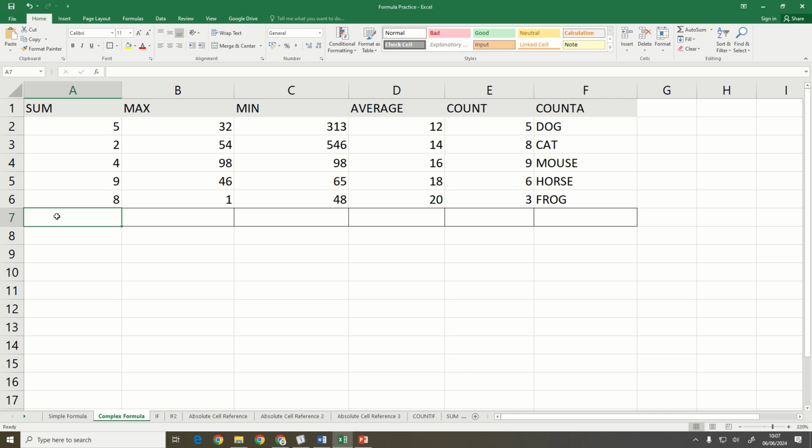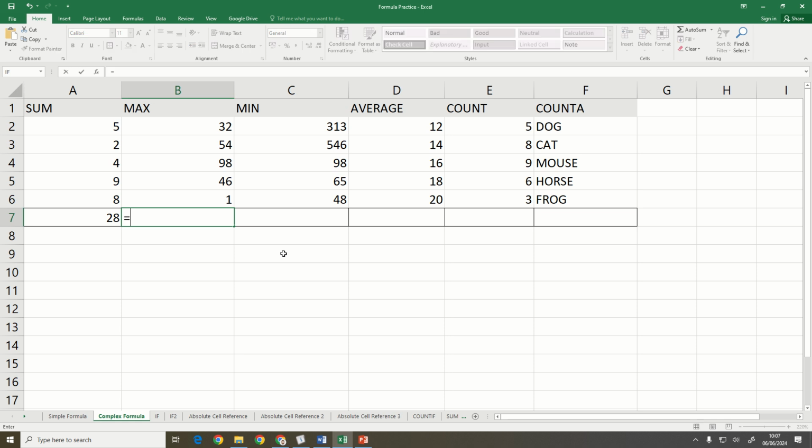So the first one's sum, which if I do equals sum and then a bracket, I can highlight these numbers, close my bracket, and press enter. So equals sum adds up all adjacent numbers, so numbers that are beside each other. So that's when you would use it.